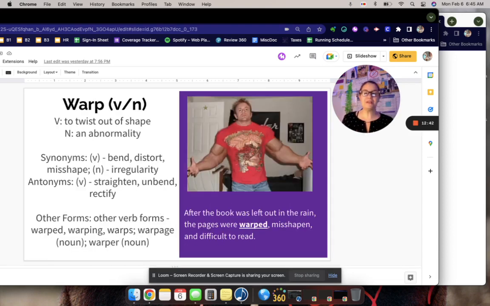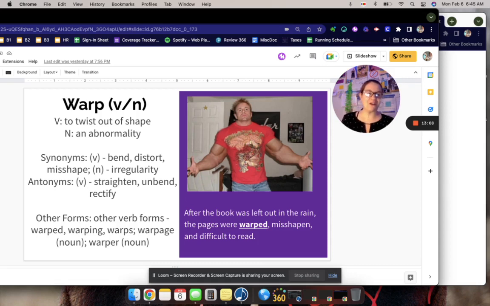And then finally, our last word, another verb noun word, pronunciation-wise, because it's only one syllable, it doesn't change. The word is warp. As the verb form, it means to twist out of shape. As a noun, it means an abnormality. We have synonyms for both the verb and noun form. We have bend, distort, and misshape, or irregularity. For our antonyms, we only have verb antonyms: straighten, unbend, and rectify.